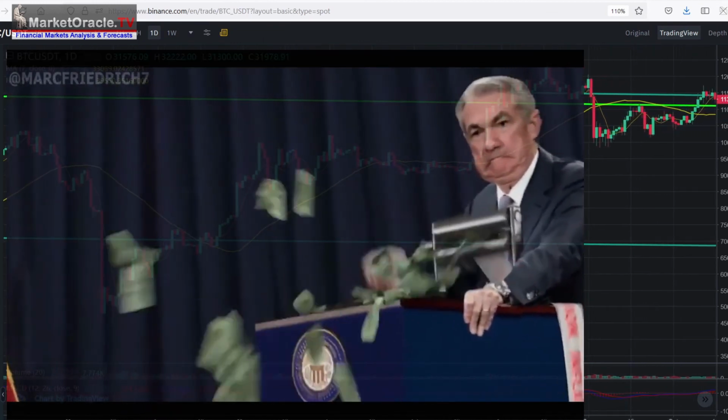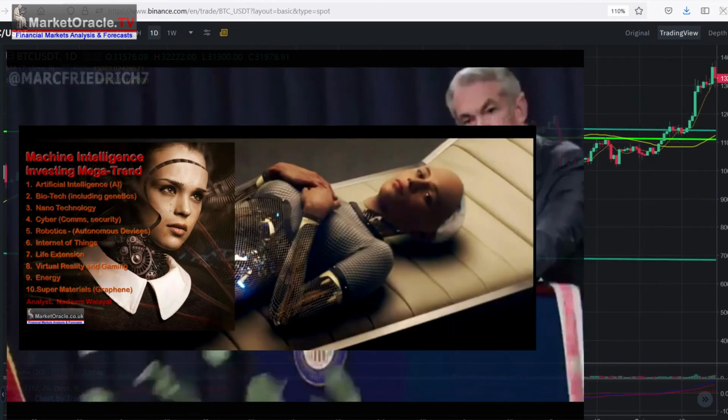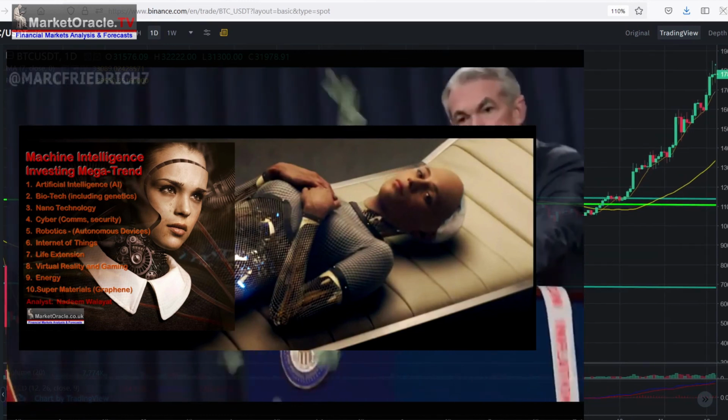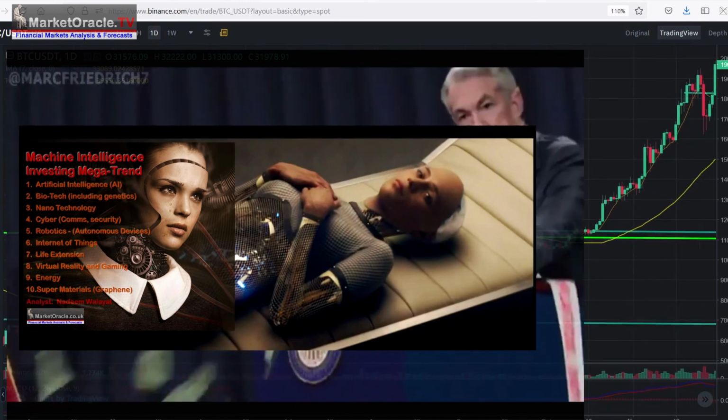So protect yourselves by investing in assets that are leveraged to inflation, and AI tech stocks are leveraged to inflation and are about to get discounted.